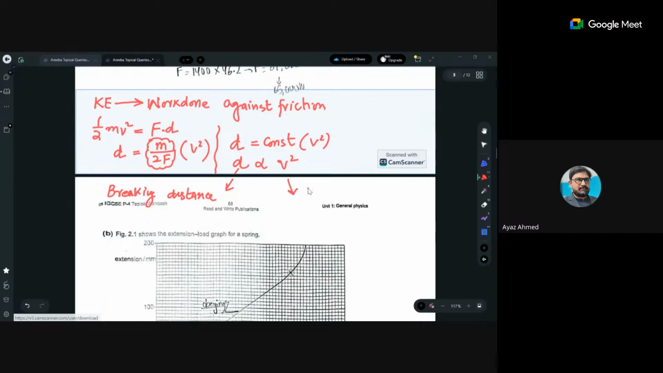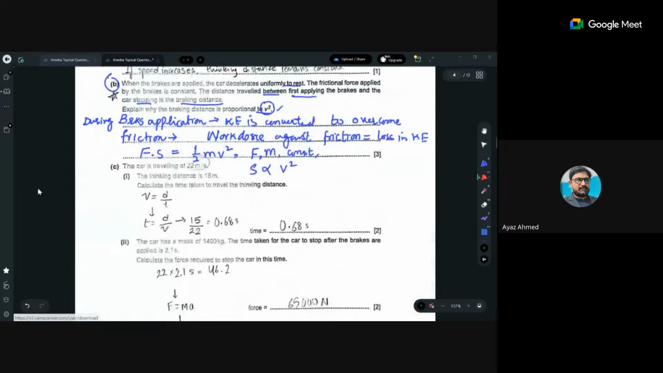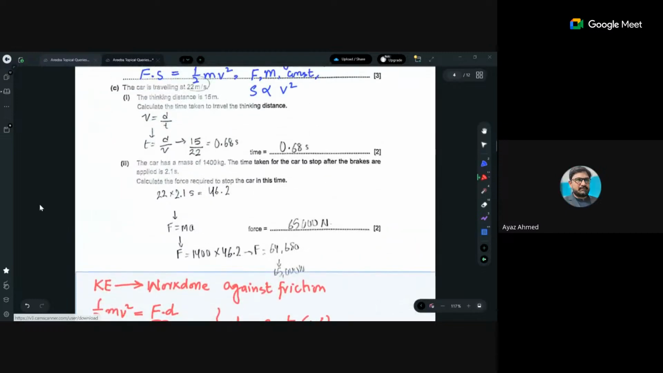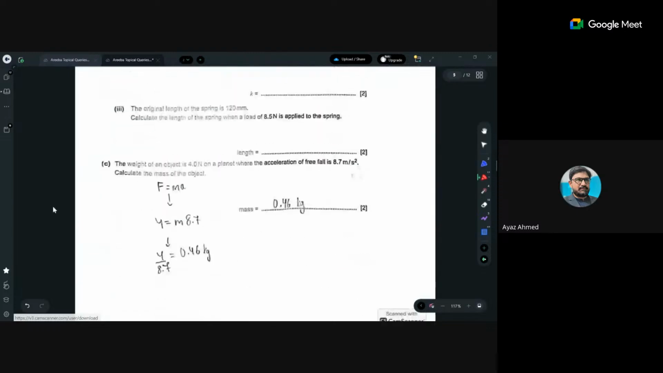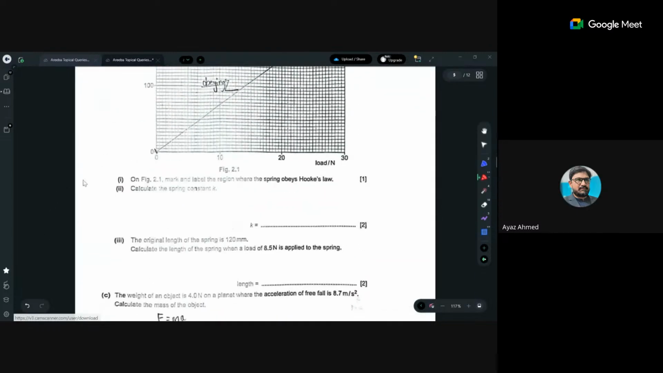That is directly proportional to the square of the speed at which you have applied the brakes. Is it clear to all? Yes. Are you clear with it? Yes, sir. Okay. What was wrong in this one and this one?